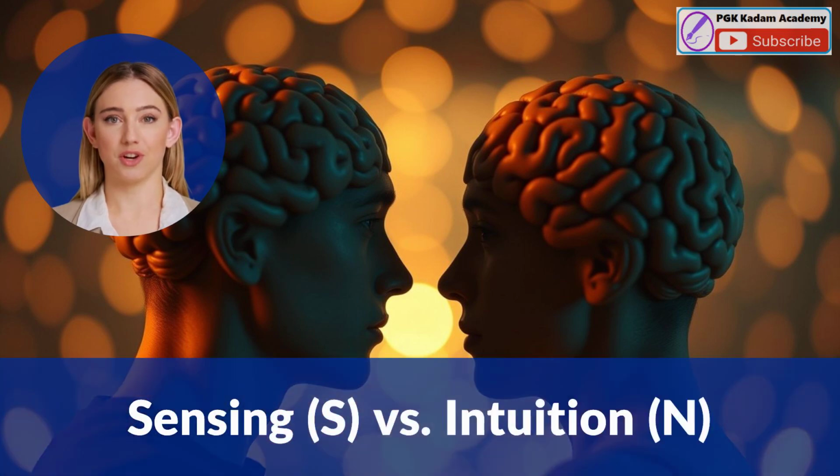The second core dimension is sensing (S) versus intuition (N): how you gather information. Sensing focuses on the present, practical, and detail-oriented. Intuition focuses on future possibilities, the abstract, and the imaginative.